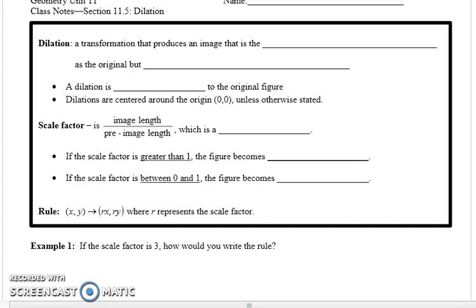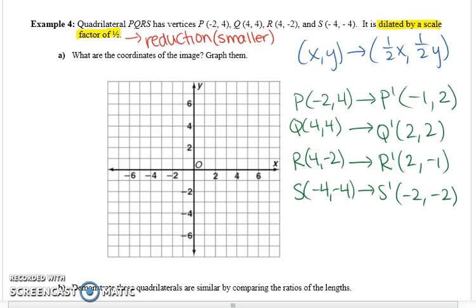In this video, we are going to talk about a new type of transformation called a dilation. Here are all of the points in the pre-image on the left, and here are all of the coordinate points for the image on the right. If you look at every single number in the pre-image, it's been cut in half for the coordinates on the image. And that's what the dilation of 1/2 told us to do.